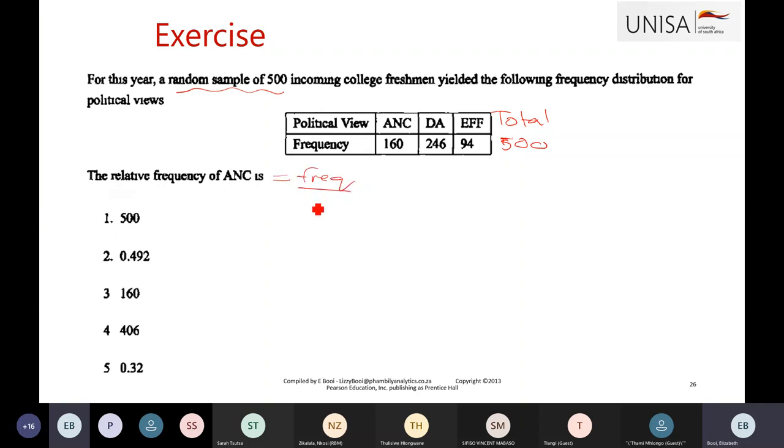So you will take your frequency divided by your total, which is your N. Option 5, which then is 160 divided by 500, which is 0.32. Yes, correct. And that's how you will calculate.